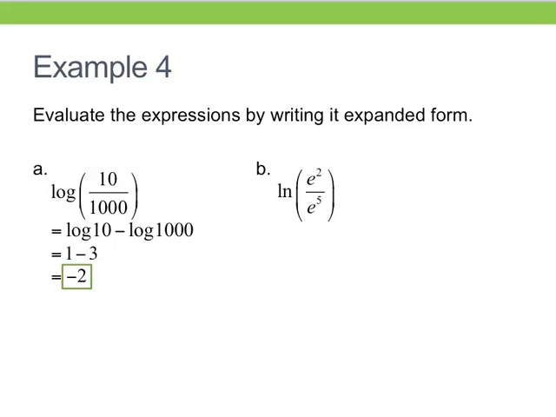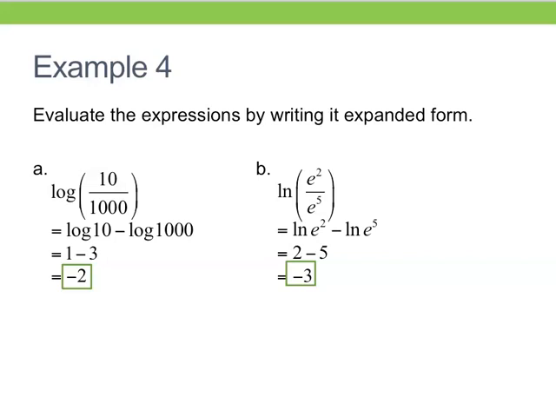Okay, next one we have ln of e squared over e to the fifth. Let's start by writing it in expanded form. So this is ln of e squared minus ln of e to the fifth. Ln of e squared, so e to what power gives you e squared? That's going to be 2. E to what power gives you e to the fifth? That's going to be 5. And then 2 minus 5 is equal to negative 3. So our answer here is negative 3.